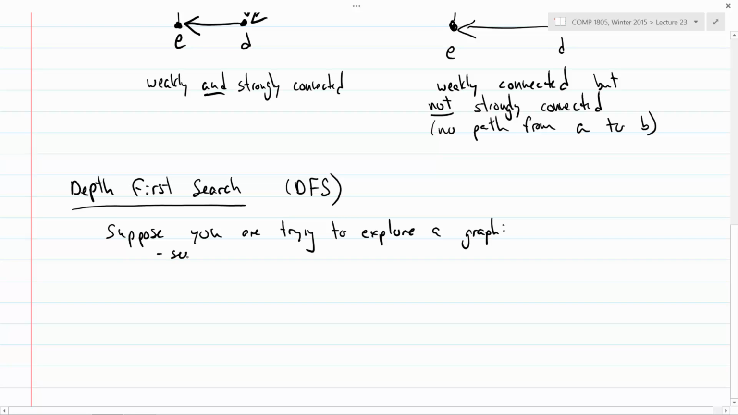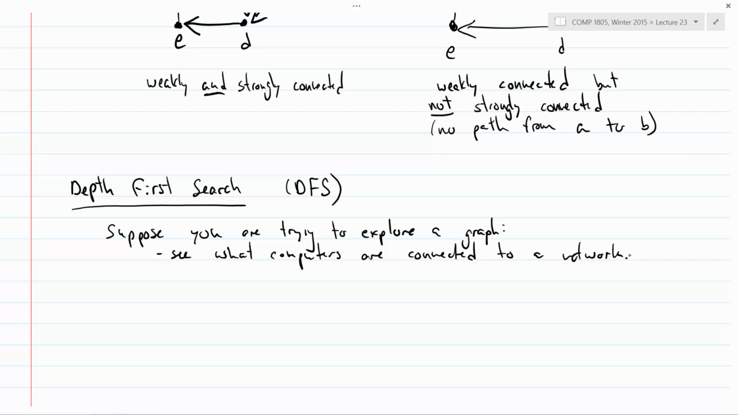So maybe you want to see what computers are connected to a network. All right, so maybe you have a home network and you have a bunch of machines on it, and you want to know the name of each machine. So what you have is a graph. And the graph has a vertex for every machine in your network, and an edge if those machines are connected in whatever way. And now you want to walk around that graph such that you visit every single machine and maybe output its name so the user can get a list of all the machines on that network.